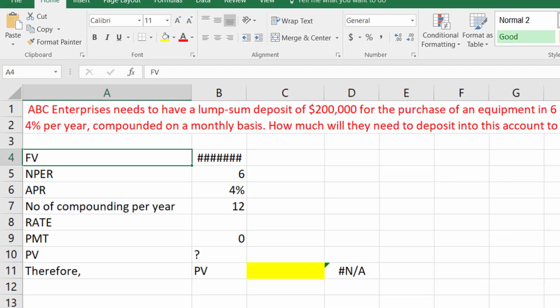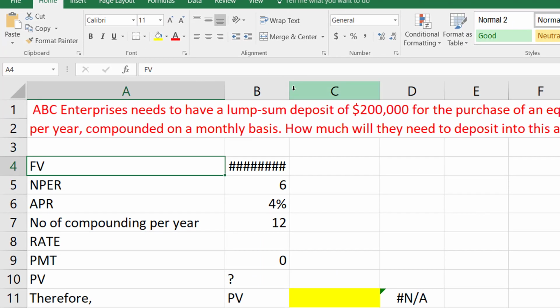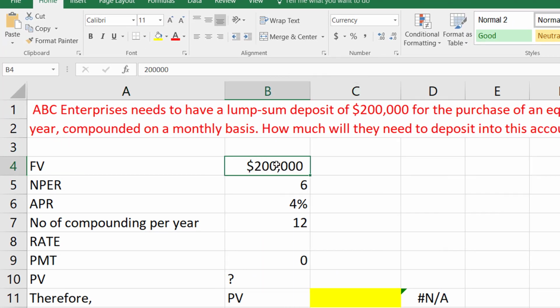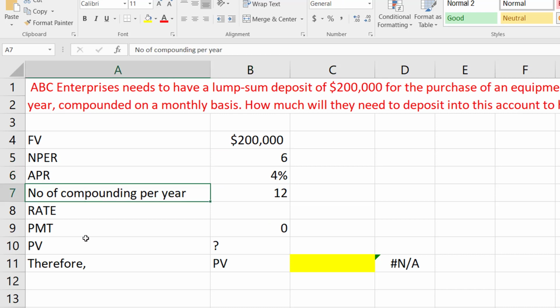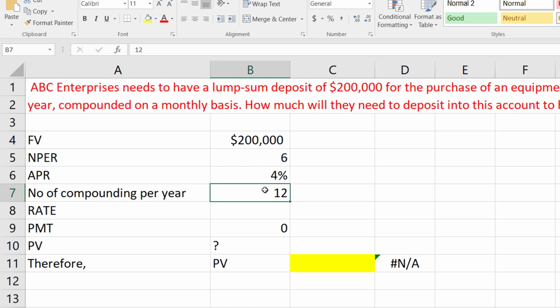The same problem can also be solved using Excel, and here I have listed all this information. You can see here the future value is 200,000, the number of periods is 6, and the APR is 4%. We need to know how many times the interest is paid, which means the number of compounding times per year. This is monthly compounding, right? There are 12 periods in a year, so the number of compounding per year is 12.